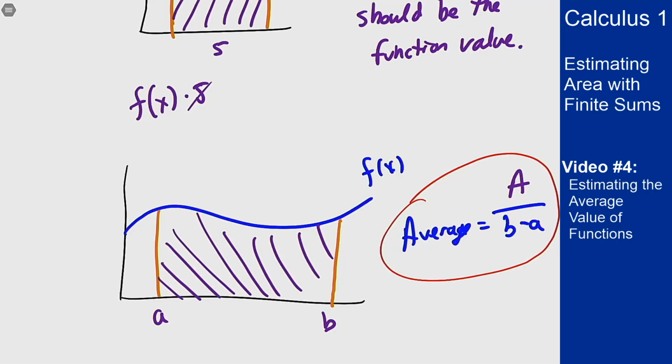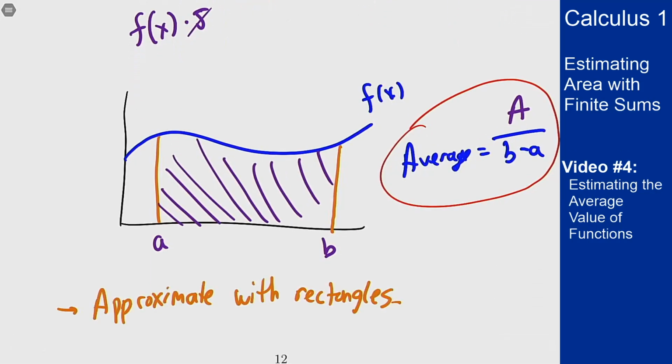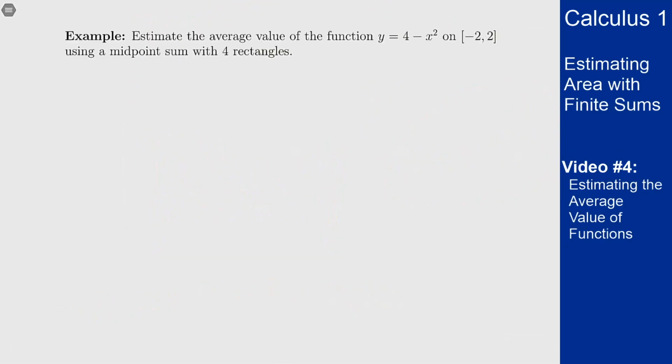Now all we can do at this point is approximate this, but we can approximate the area using rectangles like before, and then still divide by the length to get an approximation to the average value. Let's see an example of what that might look like. To estimate the average value of the function y equals 4 minus x squared on the interval from minus 2 to 2 using a midpoint sum with 4 rectangles.